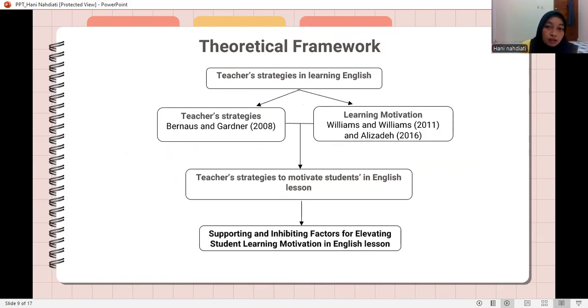Then, in the theoretical framework, here the researcher got some theories about teacher strategies from Bernaus and Gardner, learning motivation from Williams and Alizadeh. The researcher took some of these theories as the basis and support in analyzing this research in accordance with the aim of knowing the teacher strategies to motivate students in English lesson, as well as supporting and inhibiting factors for elevating students' learning motivation in English lesson.